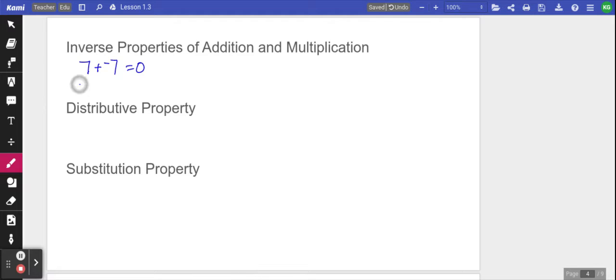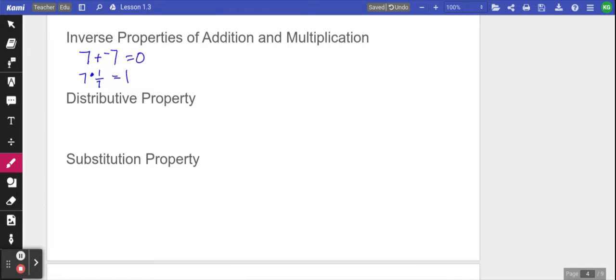For multiplication, you're asking yourself, what can I times 7 by to get it back to 1? And the answer is 1/7. So if you check that in your calculator, you do 7 times 1/7, it will get you back to 1.